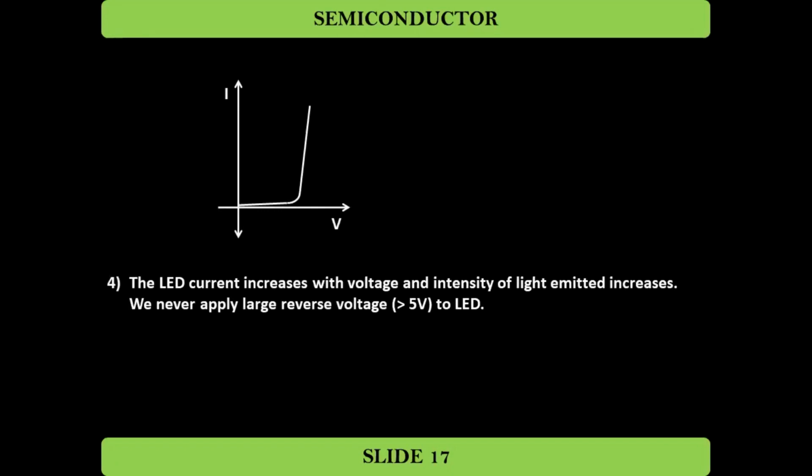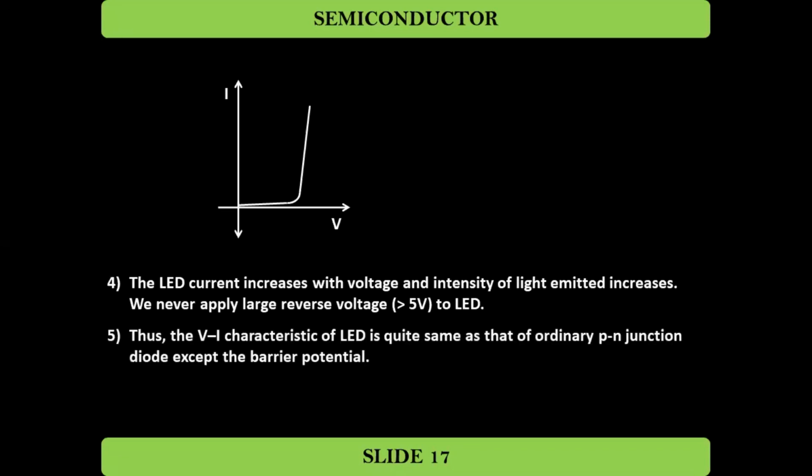Here you can have a look at it. You can see the LED current will increase with the increase in the voltage, and the intensity of the light emitted also increases if the LED current increases. An important thing to note: we never apply a reverse voltage greater than 5 volt to an LED, as the LED won't be safe in that case. Basically, the VI characteristics of an LED are similar to an ordinary PN junction diode, except for the case of the barrier potential.